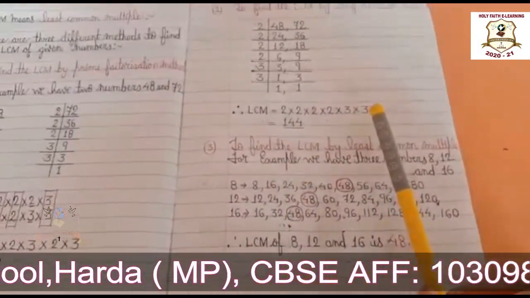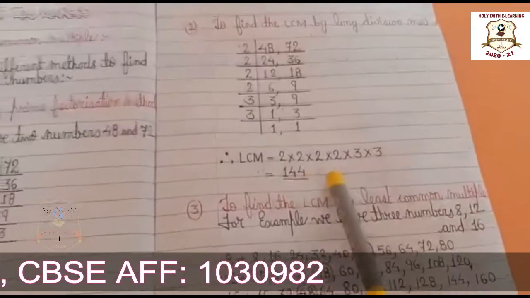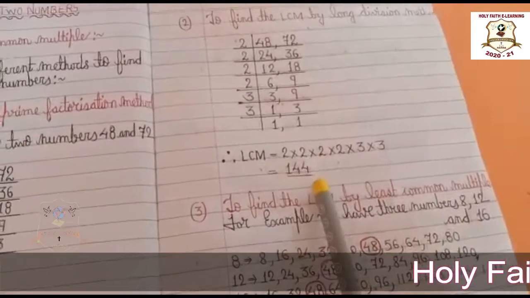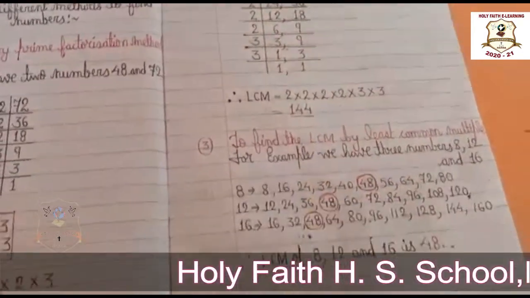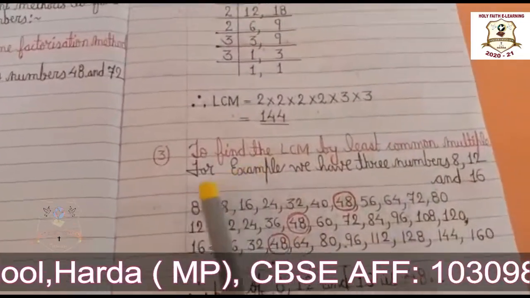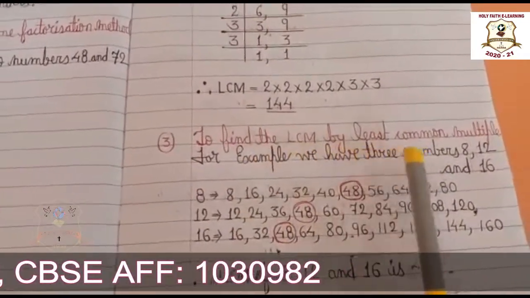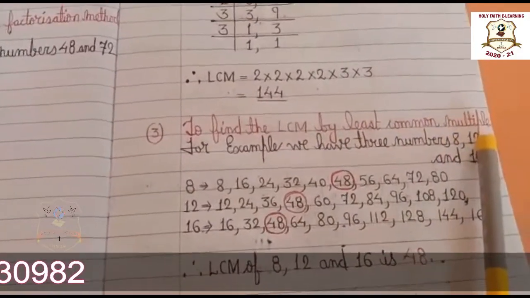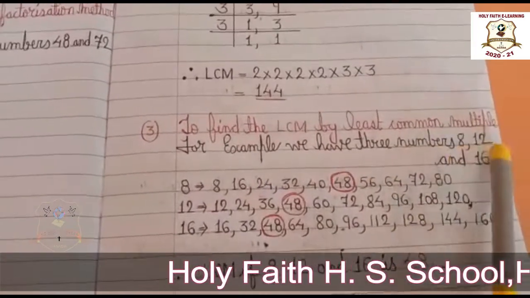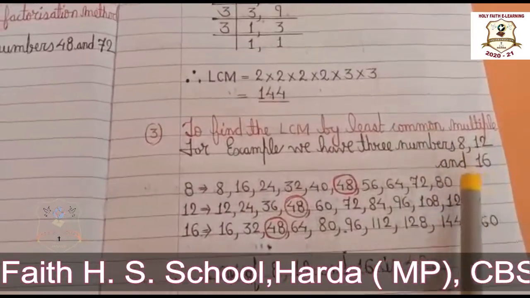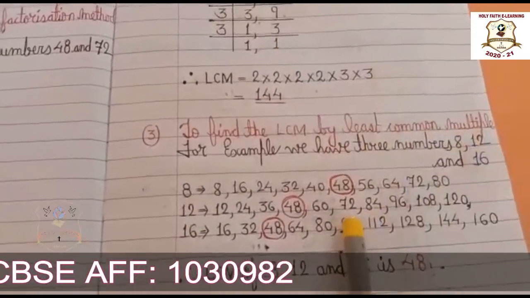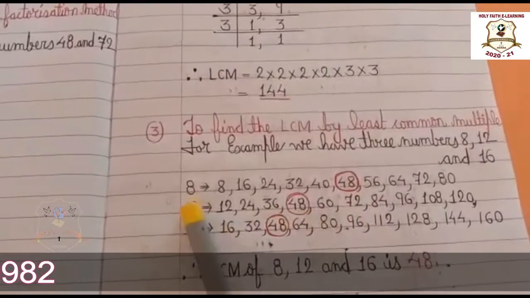Okay, very well, na. This is long division method, and with the help of this method we easily find the LCM of the given numbers. Okay, now we have the next method, beta, that is to find the LCM by least common multiple. For example, we have 3 numbers 8, 12 and 16, and we have to find the LCM by least common multiple. Okay, for example, we have 8 here.